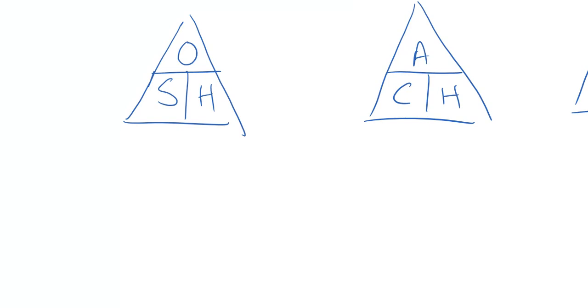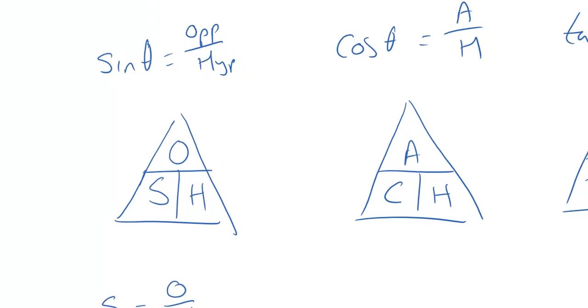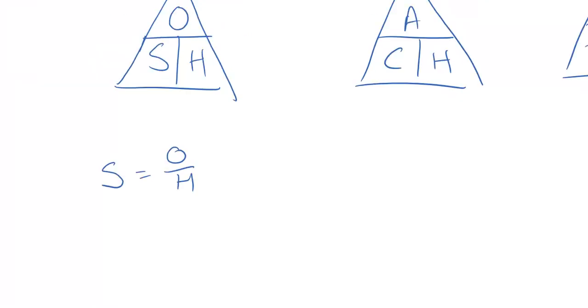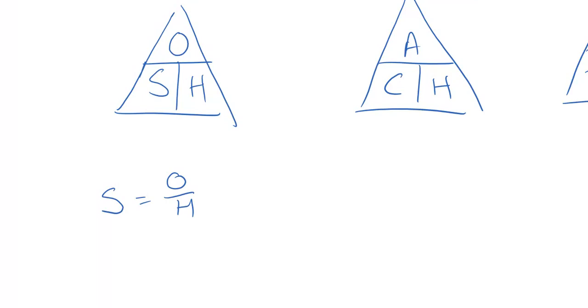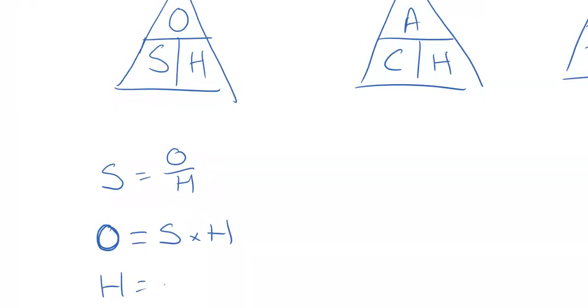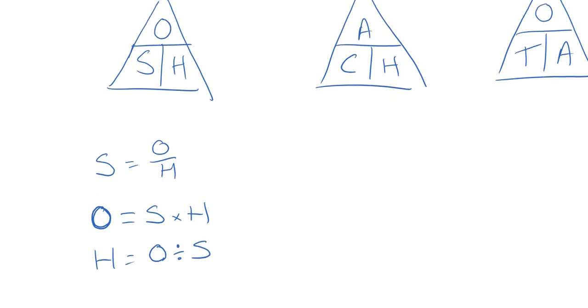Remembering that S is sine of theta, O is the opposite, and H is the hypotenuse. So we know that S is O over H. That's kind of the definition, it's right up there. The sine of theta is the opposite over the hypotenuse. But this triangle also tells us that if I wanted O, that is going to be S multiplied by H. And if I wanted H, well, that is going to be O divided by S. And all three of those things are true, okay?